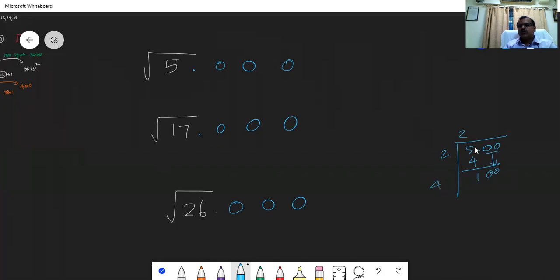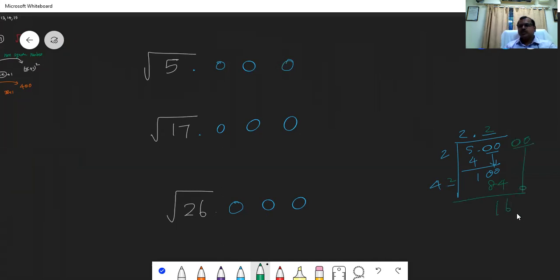2 2s are 4. Here, after the decimal point, you have to put the same number in both places with the trial and error method. Suppose you put 1 here and 1 here: 1 into 41 is 41, which is too low from 100. Now you try with 2. So 42 into 2 is 84. After subtracting, 16, now you have to take 2 zeros.